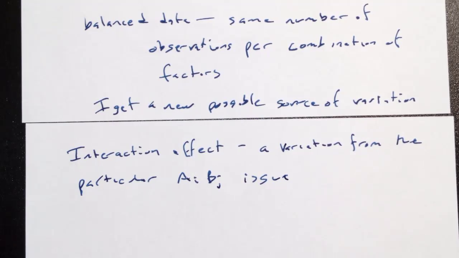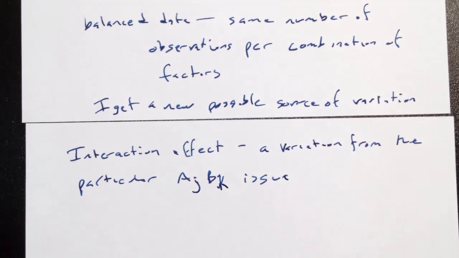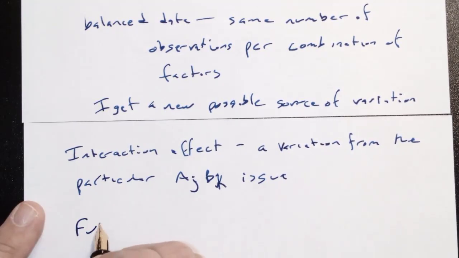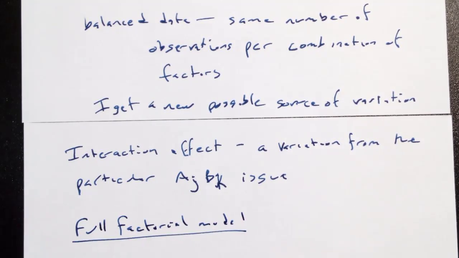Wait a minute, I wasn't using I, I was using J and K. A J, B K. So really this changes my model a bit. I now have this new possible variation involved. We're going to call this a full factorial model. Factorial here does not mean the exclamation point that we used it to mean in probability. It means combinations of factors. So we're using the word factorial a little differently.